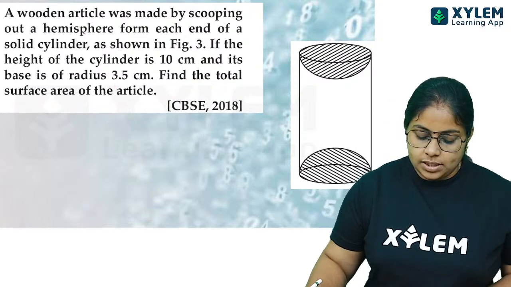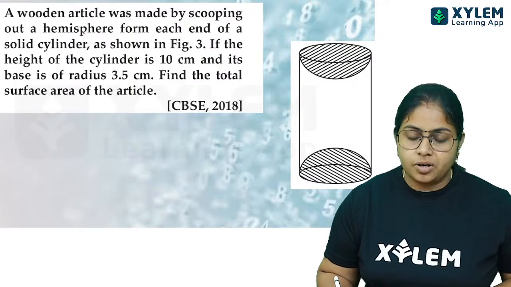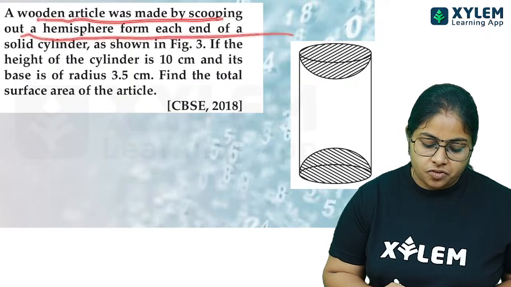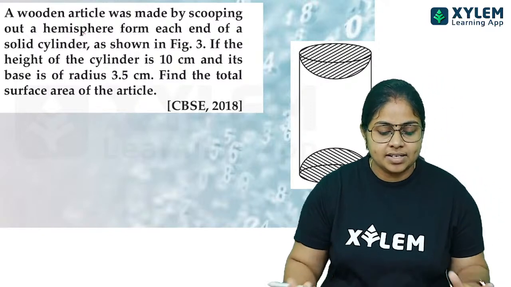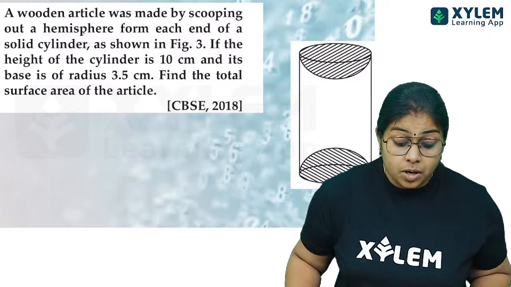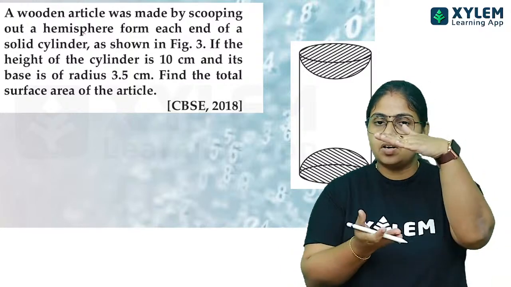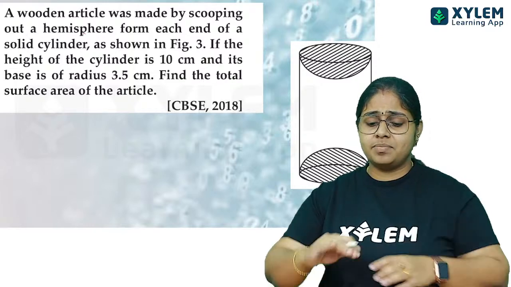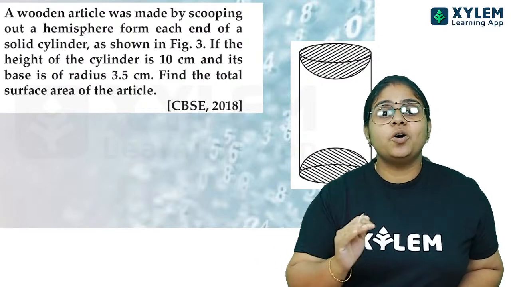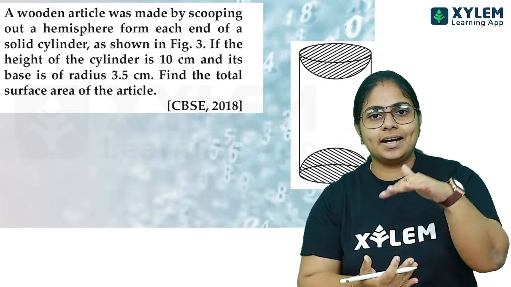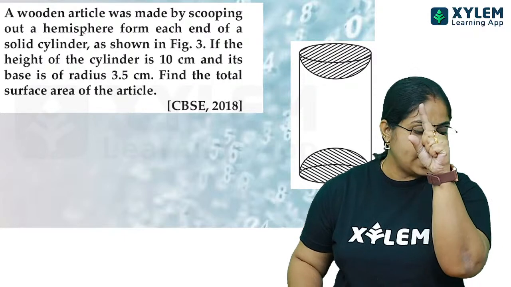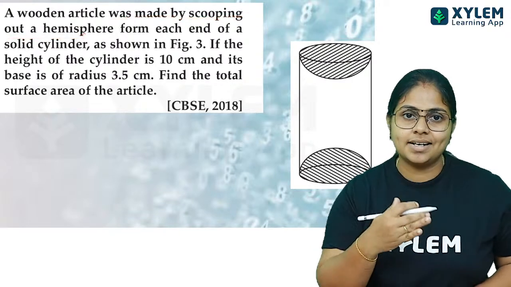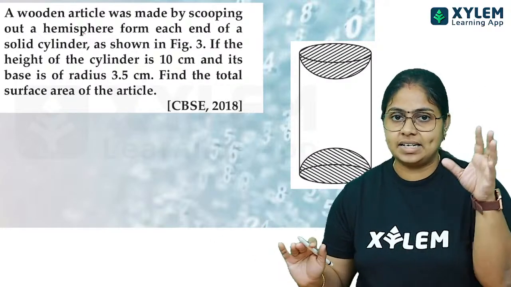Yes, for finding the total surface area, first of all, this is in the form of a cylinder. A wooden article was made by scooping out a hemisphere from each end of a solid cylinder. So what has been done from the cylinder? From both sides of this solid cylinder, a scoop has been taken out, like a scoop of ice cream. That means it is in the form of a hemisphere. So a hemisphere portion has been removed from the top and the bottom.